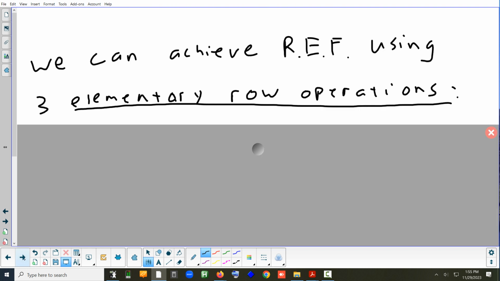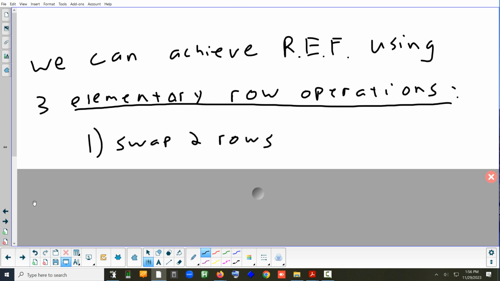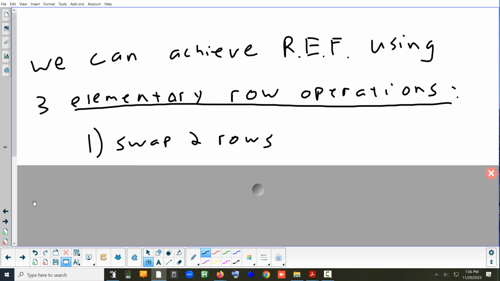All right, so how do you get something in row echelon form? How are you going to get ones and zeros in those spots? There's only three things that you are allowed to do when you have a matrix of numbers. If you do anything other than these three things, it will mess up your answer. Okay. So one thing you are allowed to do is you can take any two rows and you can swap them.